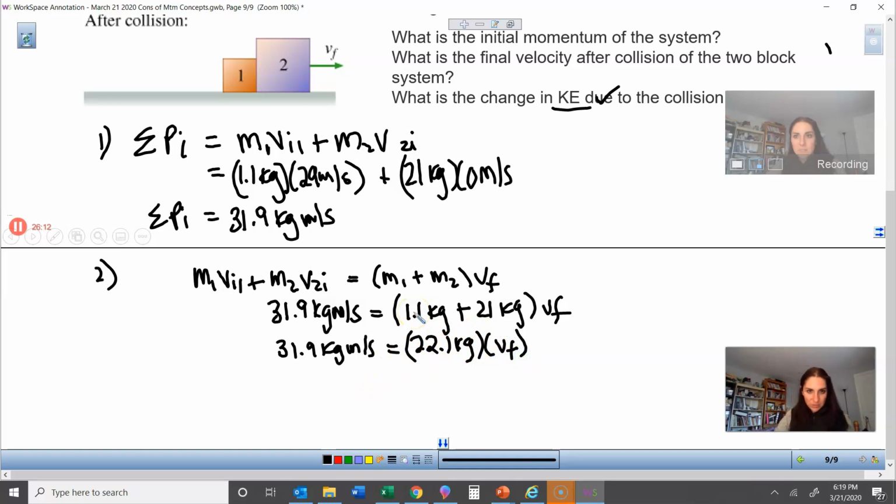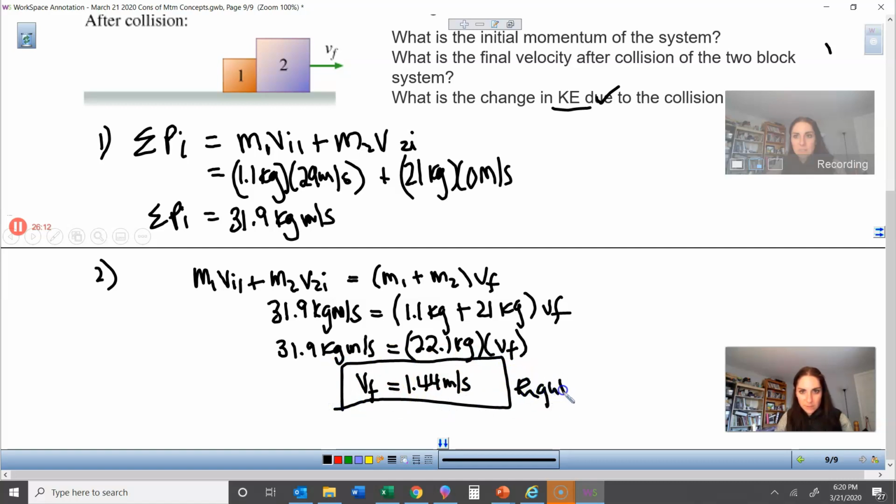A real work chair. Alright, I'm going to do 31.9 divided by 22.1. And my VF final will become 1.44 meters per second. It's positive, which means it's going to the right, which is what the image is showing.